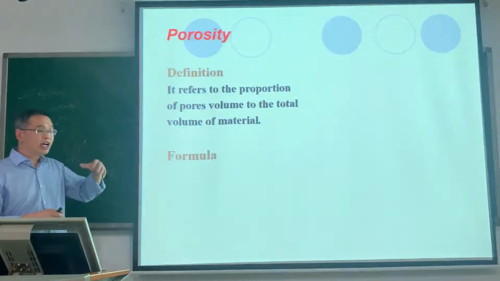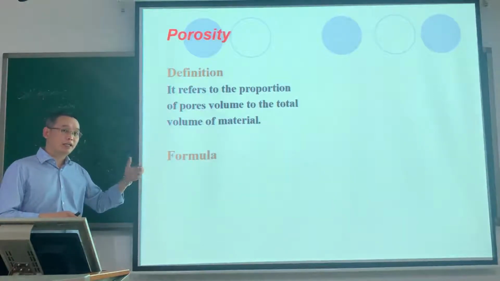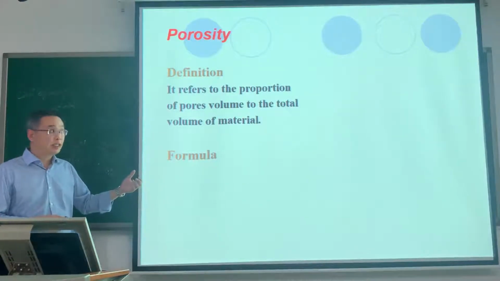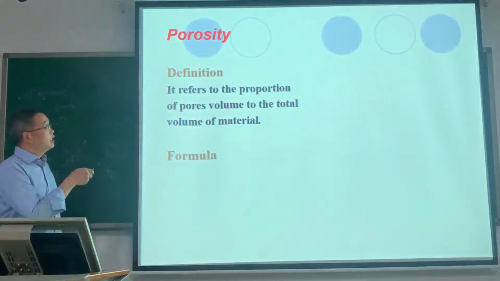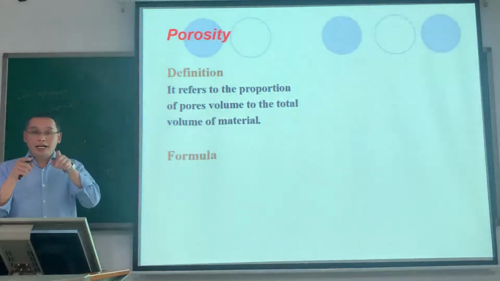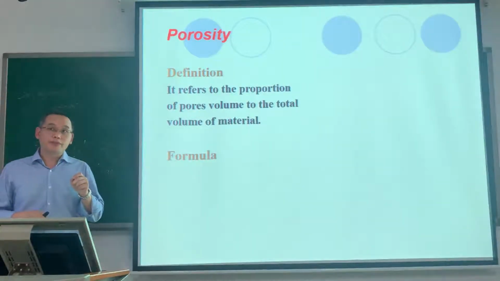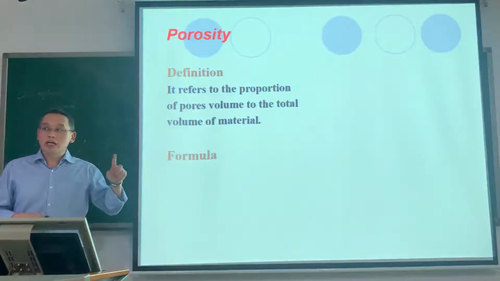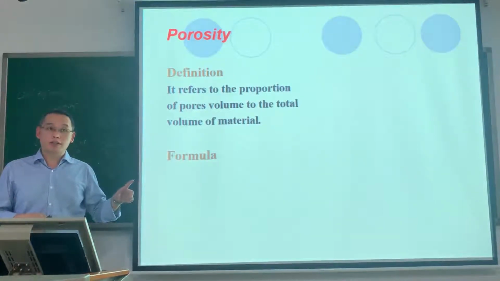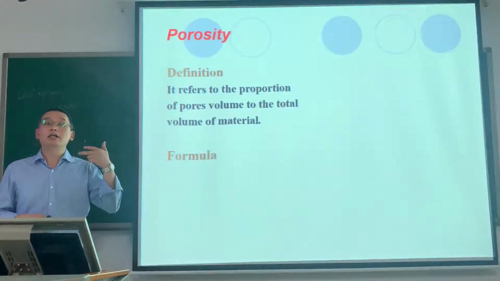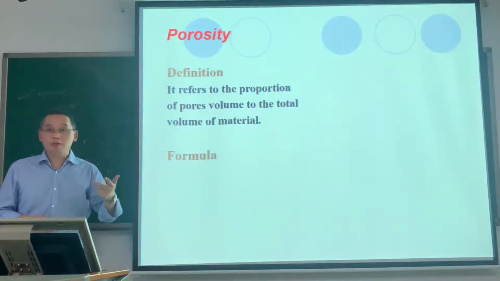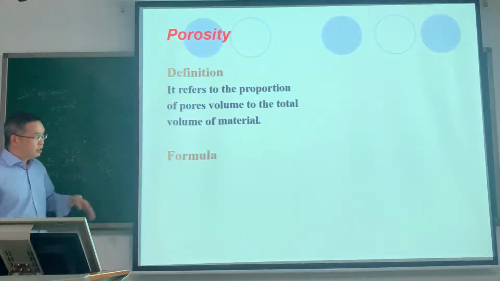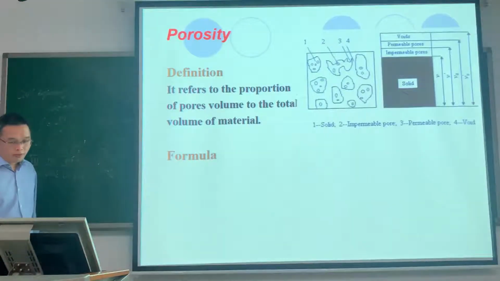And from what we have learned just before, we need to know that porosity consists of two parts. The first one is the permeable pores. The second one is the impermeable pores. So, what is the formula for it?